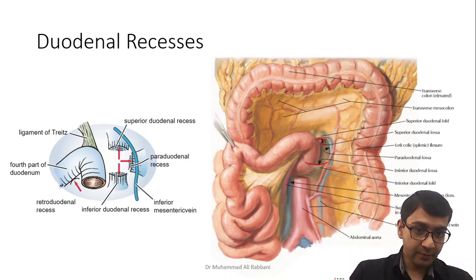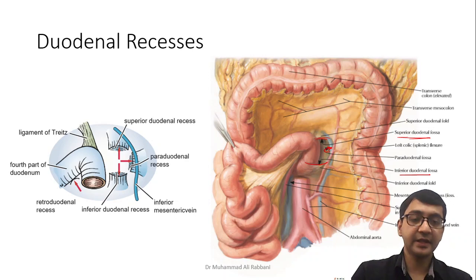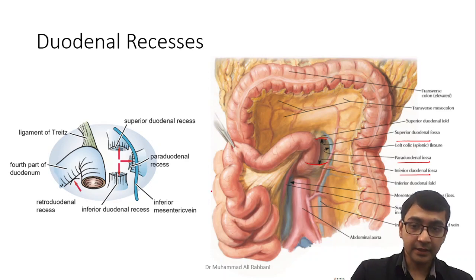The one that is behind this fold is known as superior duodenal recess. The one that is beneath this fold is known as inferior duodenal recess. The one that is behind the inferior mesenteric vein itself is known as paraduodenal recess. So these are the 3 recesses here, and this was the mesenteroperitoneal recess, also known as the retroduodenal recess, which we discussed.